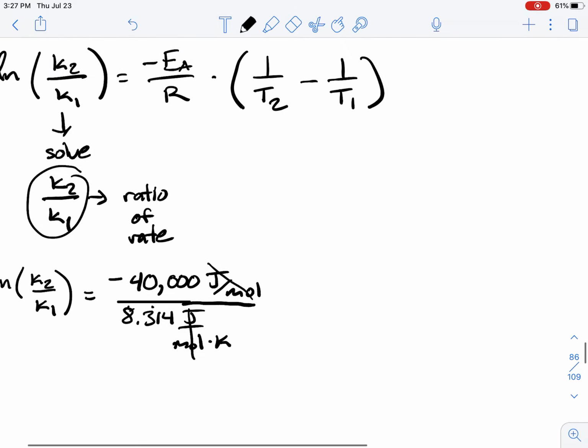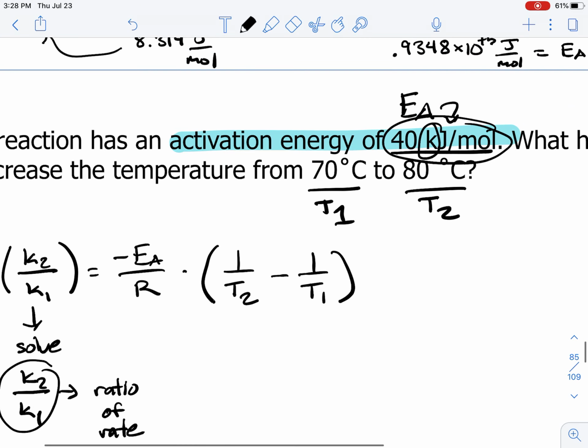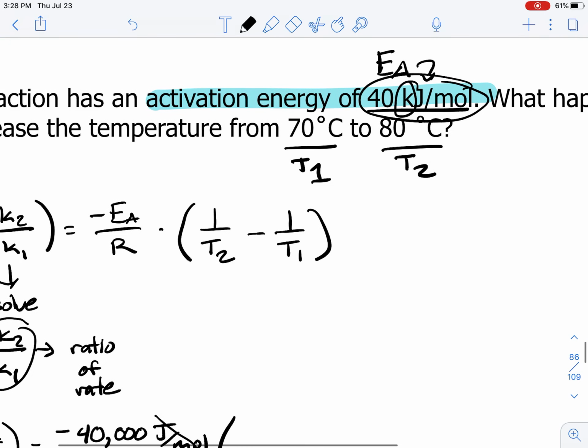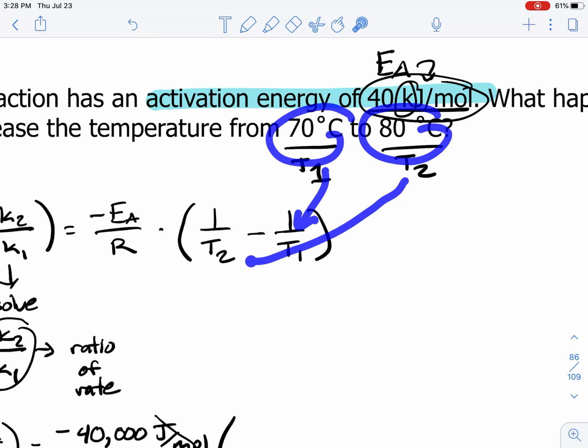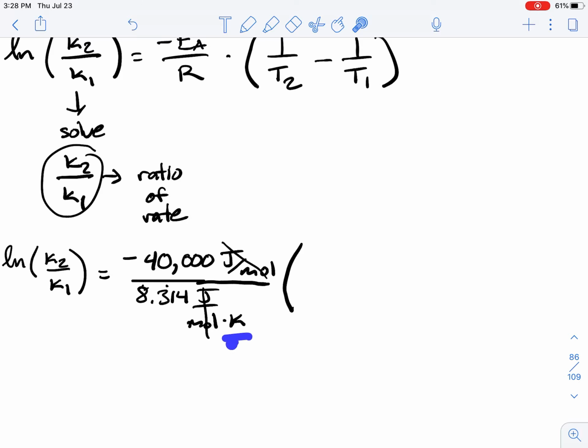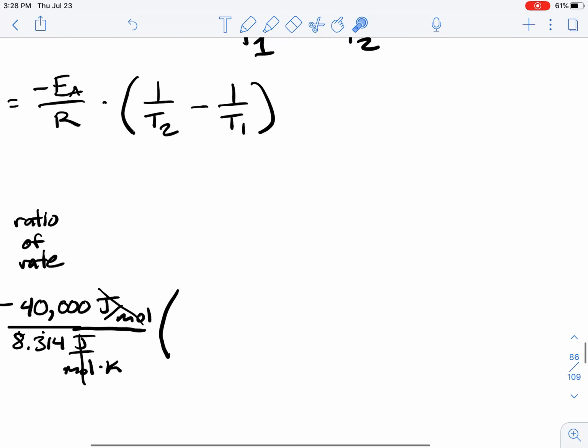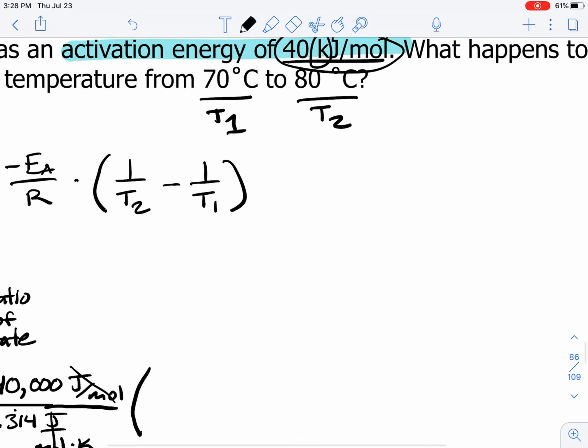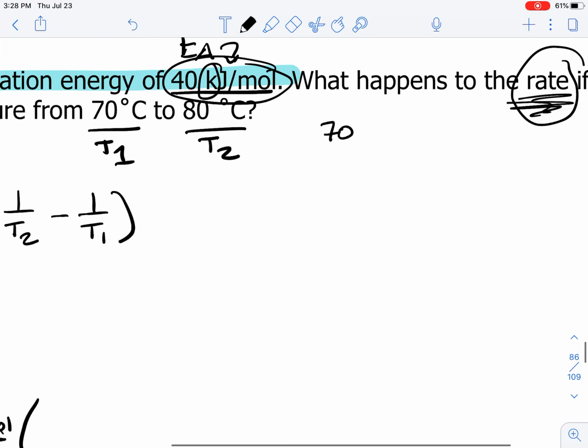And so next, we're going to go ahead and incorporate the temperature. Now, before you plug in 70 here and then 80 in there, remember that the temperature is in Kelvin units. And so the first thing that we need to do is convert 70 degrees Celsius into Kelvin units by adding 273.15.